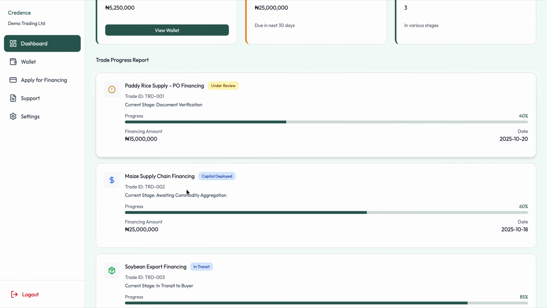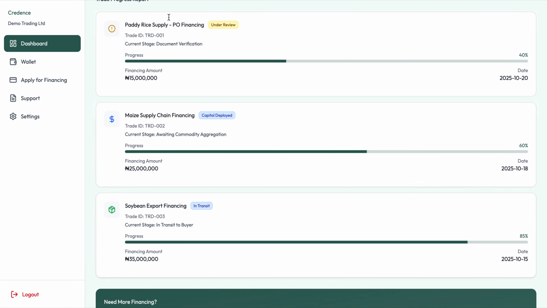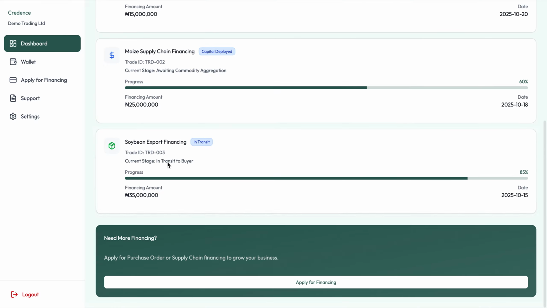One major thing that Credence also does for you as a trader is that you get to see the progress of your trade. When a trade is currently being reviewed, you see it is under review, and the requested amount you asked for, and that the documents are currently being verified. Or should capital be deployed, you get to see where you are at the moment as well. We are awaiting commodity aggregation. This is where it is at the moment, which is also reflected on the financier's end. If a trade is in transit as well, you get to see the visibility.